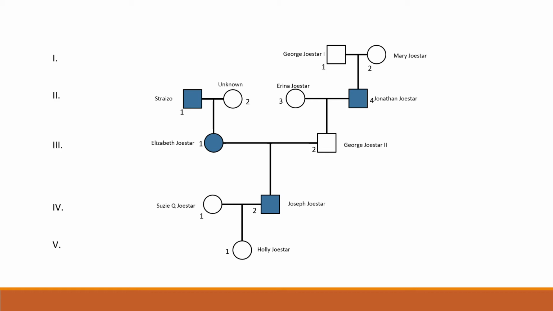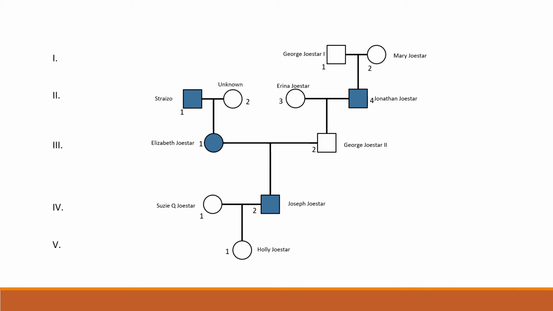The first potential mode of inheritance I want to look at today is going to be Y-linked. From this diagram, it can't possibly be Y-linked, especially if you look at individual 2-4, Jonathan Joestar, and his son, 3-2, George Joestar II. Now, if this was a Y-linked trait, Jonathan Joestar's Y chromosome, which would have held the Hamon use gene being passed down to George Joestar II, would mean that George Joestar would be a Hamon user, but we can easily see from this chart that he is not.